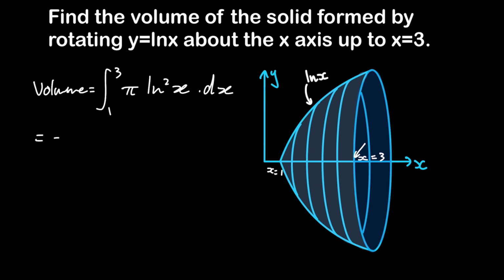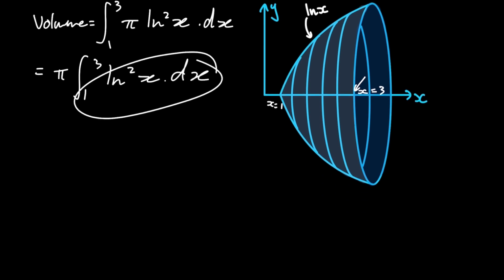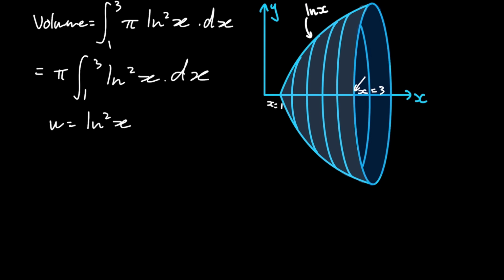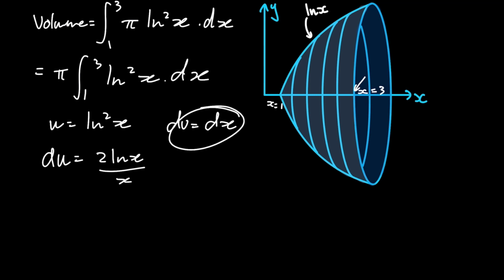What we're going to do is take our pi as a constant, from 1 to 3, of the natural log squared of x dx. Okay, now we're going to solve this using integration by parts. So if we let u equal the natural log squared of x, and we let dv equal dx, then the derivative of u in terms of x is going to be 2 natural log of x over x, and integrating dv, we get v equal to x.